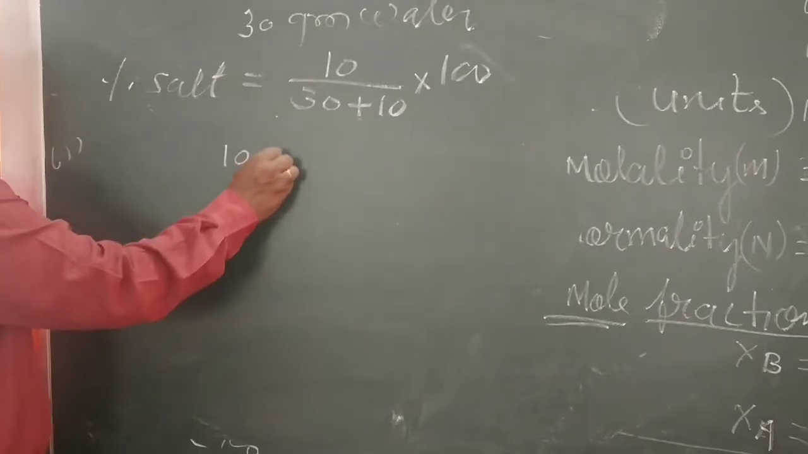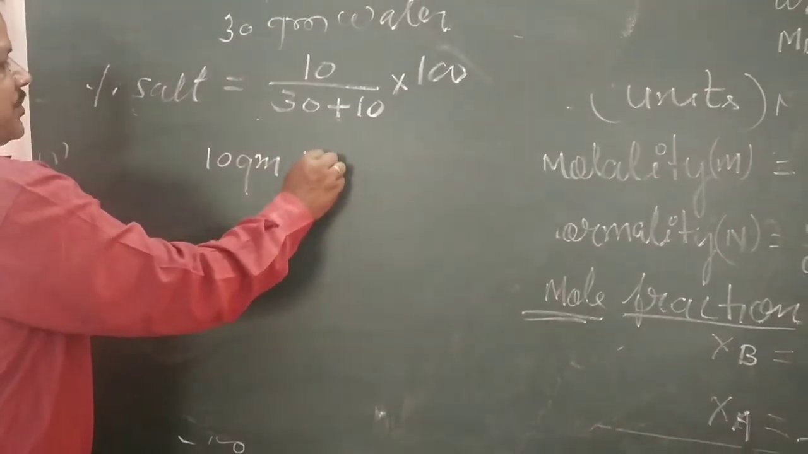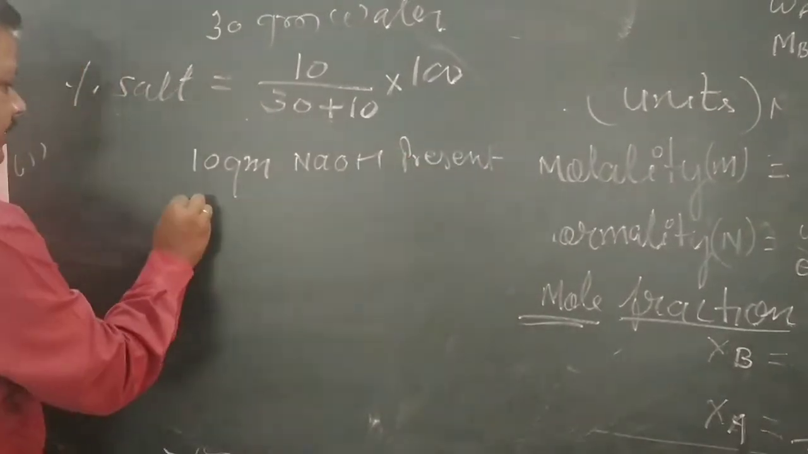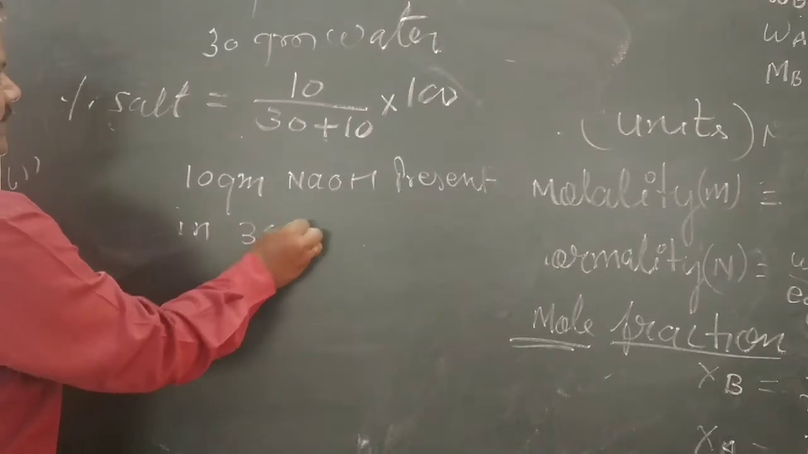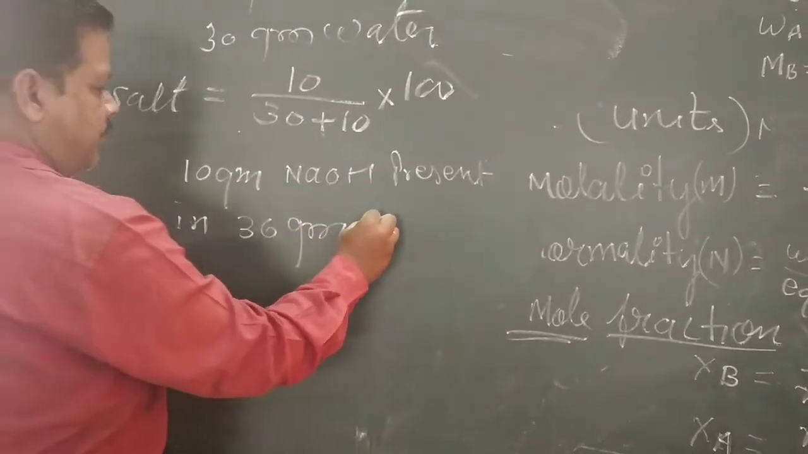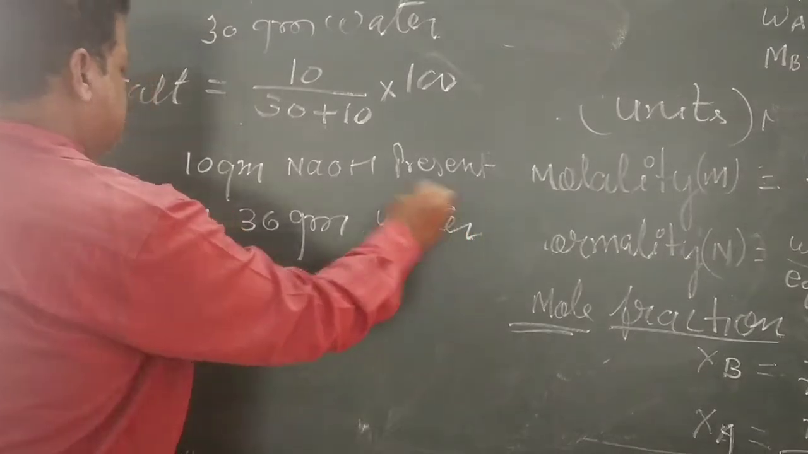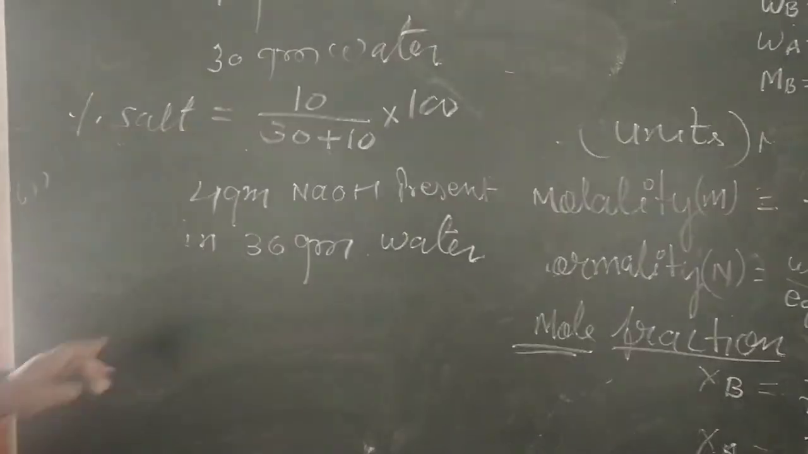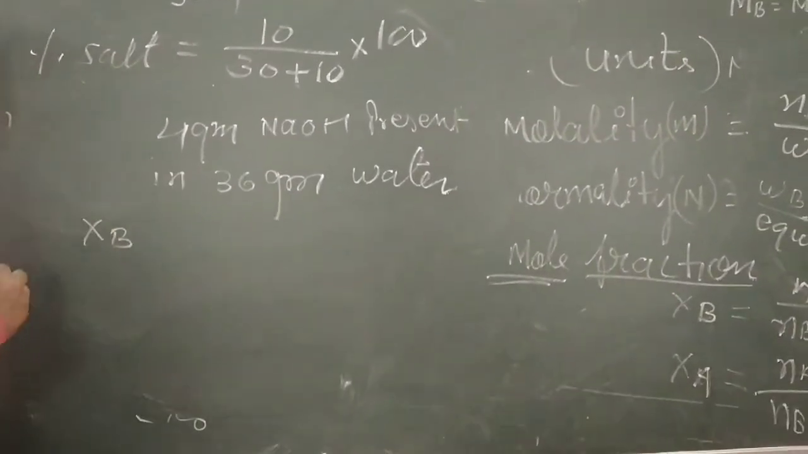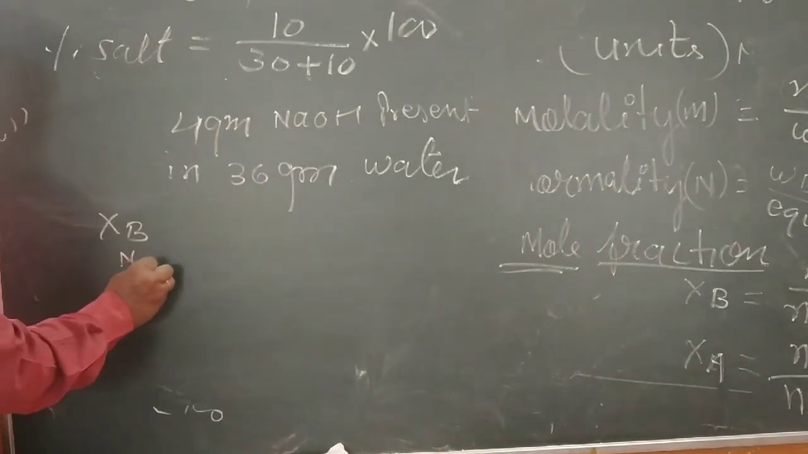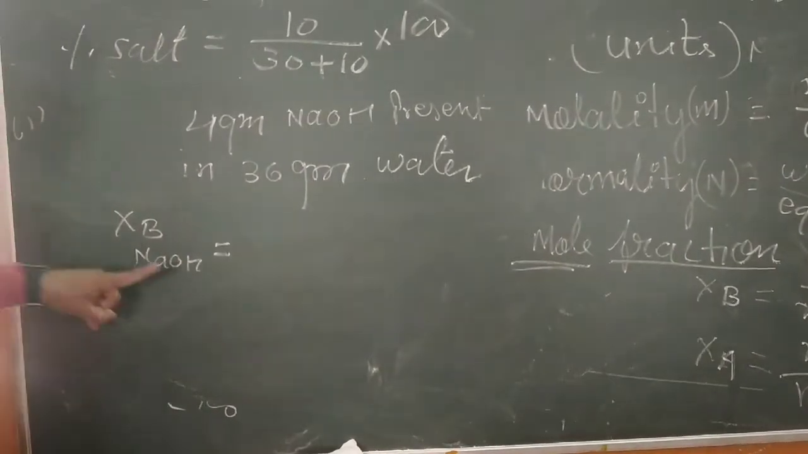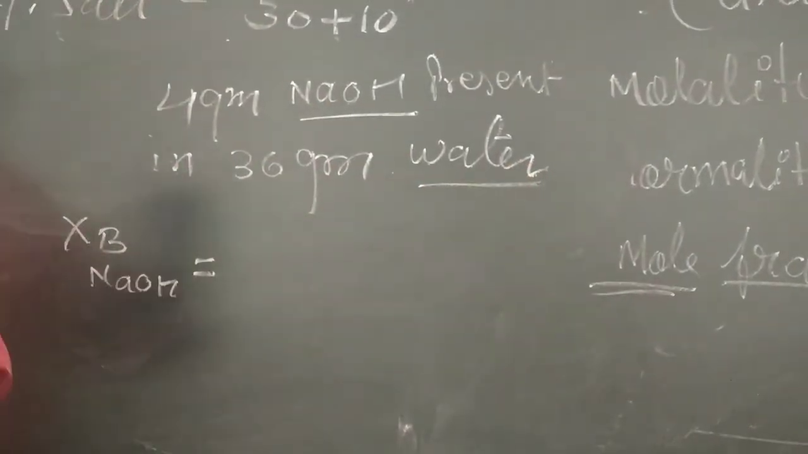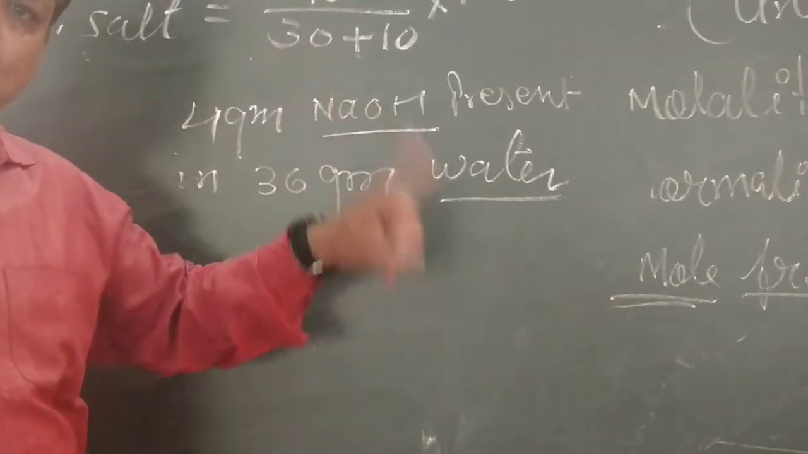See, 10 gram NaOH present in 36 gram water. Instead of 10 gram we can take 4 gram. Now suppose, what will be the mole fraction of NaOH? Mole fraction of NaOH we have to calculate. So two components are there, NaOH and water. The first process is to calculate the molecular mass of both.